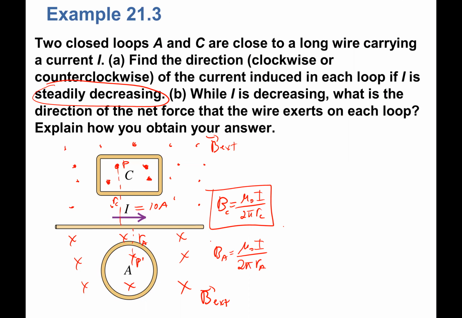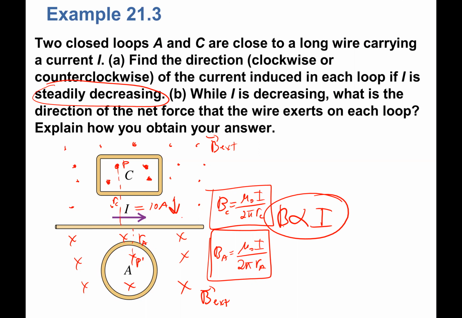Remember this equation. This is the equation that we can use to calculate the magnetic field at any distance from a straight wire. As you can see, as long as the current is constant, the magnetic field is the same. But the magnetic field is proportional to the current. This equation tells you that. If you decrease the current, you're decreasing the magnetic field. That means as we decrease the current here, the magnetic field through the loop C and through the loop A also starts decreasing, okay?